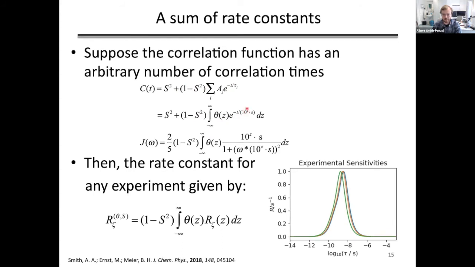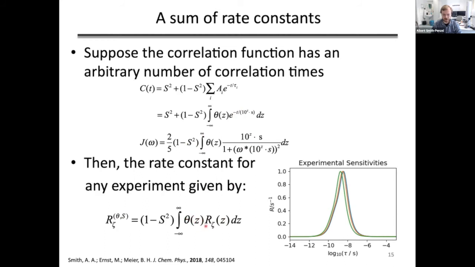And here I've replaced the correlation time with the log of the correlation time, so z. So we're going to do this on a logarithmic scale. This is just for convenience, so it doesn't really change anything. And so the spectral density is basically the same integral, but for each exponential term here, now I get a Lorentzian term. And if you assume this, then you can say that the rate constant for any experiment you measure is just the integral over that distribution multiplied by the sensitivity for the given correlation time. So we just say, well, what are all the correlation times in my distribution?